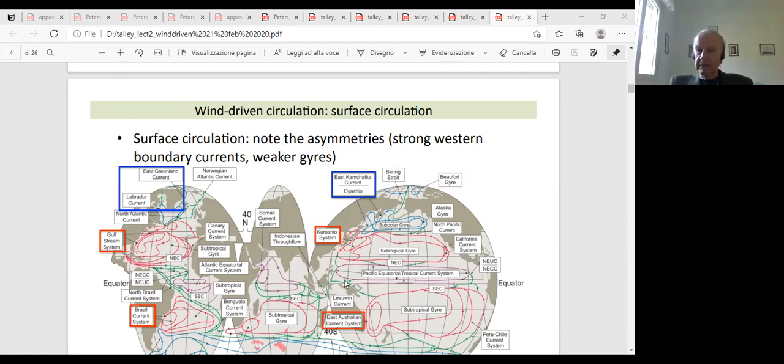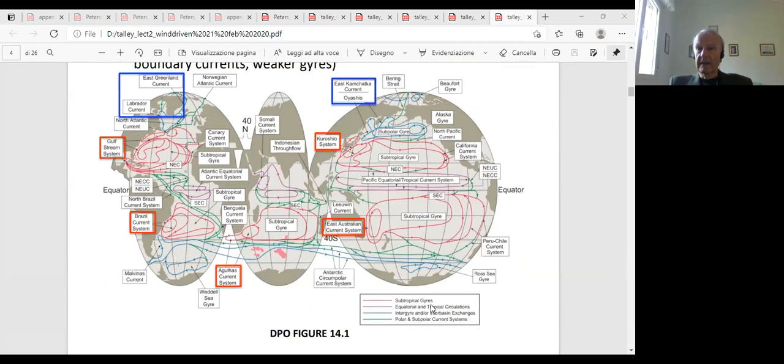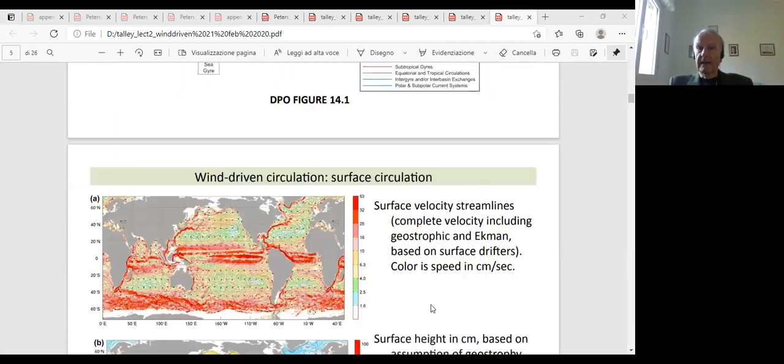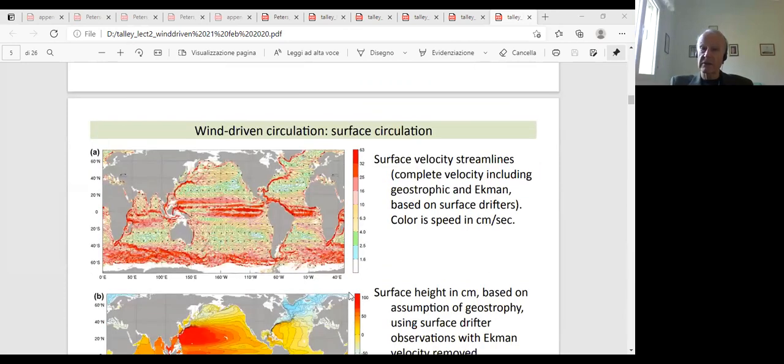And here you can see the Pacific equatorial current. You can see also the Antarctic circumpolar current, which is a very strong current, which is to a large extent driven by the wind. And here are the surface velocity streamlines. So this is complete velocity, including geostrophic and Ekman, based on surface drifters. So here we are supposed to deal with the entire world ocean circulation.